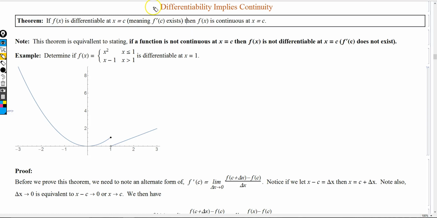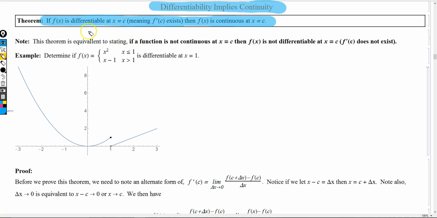We're now going to look at a result that states that differentiability implies continuity. So we want to look at a theorem which states that if f of x is differentiable at a point x equaling c, meaning f prime of c exists, then f of x is continuous at x equaling c.